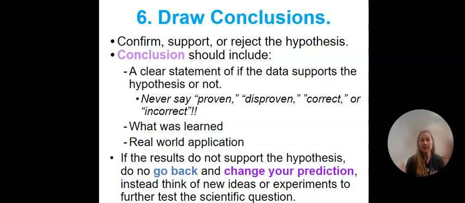Your hypothesis is probably not going to be correct. Remember, it was your prediction about the possible answer. If your hypothesis is not supported, that's okay. We learn even from wrong answers. So don't go back and change your hypothesis. Instead, think of new experiments you could do to retest your hypothesis. And that's pretty much the scientific method in a nutshell.